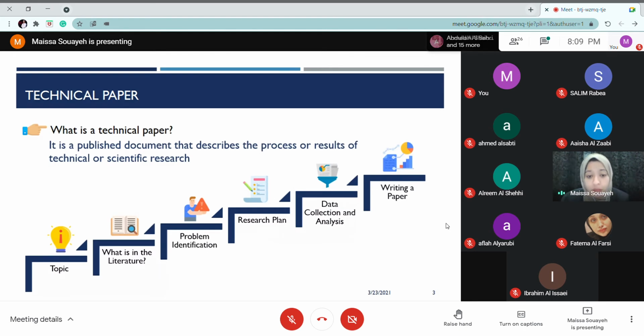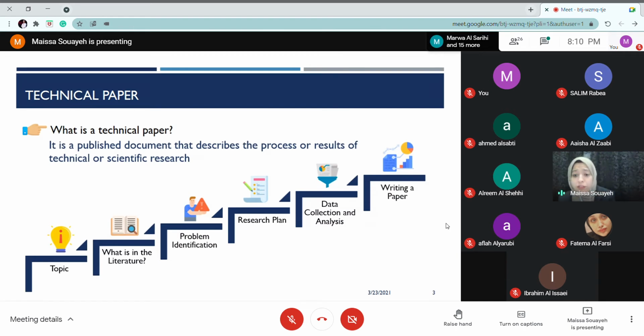From all this research and from your survey, you will come up with a problem identification. You start stating your problem. So the problem is this, and I need to work on this. I need to find a solution for this problem. And after that, you start to plan your research and design it: what kind of experiments I'm going to do, what areas I'm going to cover, and all that is needed to solve this problem and present a solution for it.